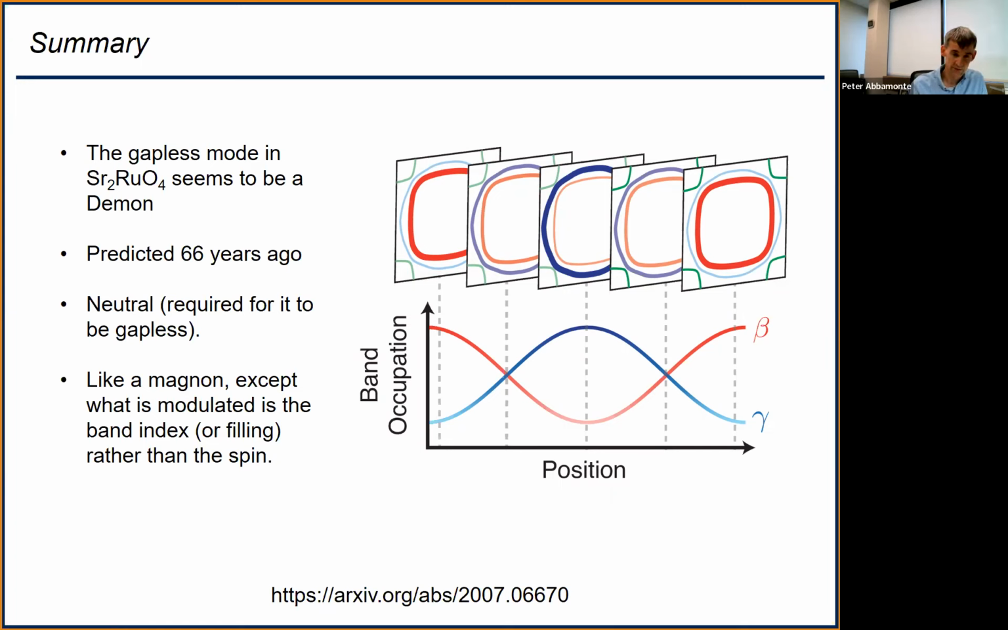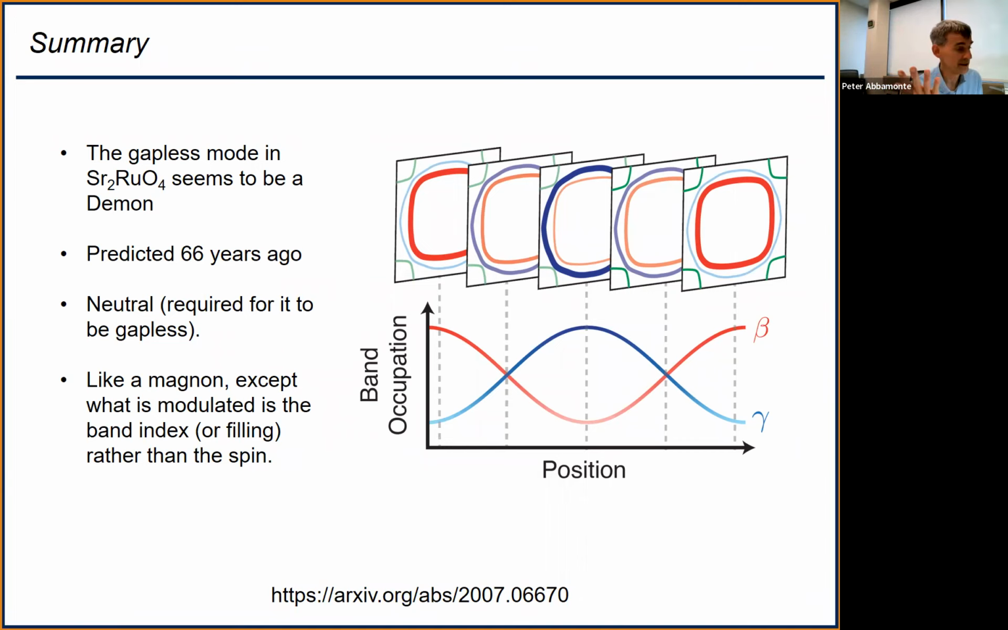And what is it? It really is a modulation in the band occupancy. So a plasmon is a modulation in the total density of the system. A demon is a modulation in sort of the band index, right? So you might imagine the beta band has a modulation, the gamma band has a modulation. Those things are 180 degrees out of phase. So the total density is undisturbed, but you're moving charge in between the two bands. And that doesn't have a Coulomb cost to it. So that thing can have zero energy at 0 Q.